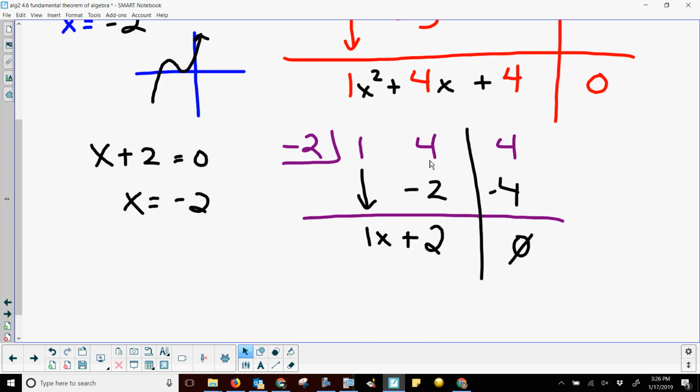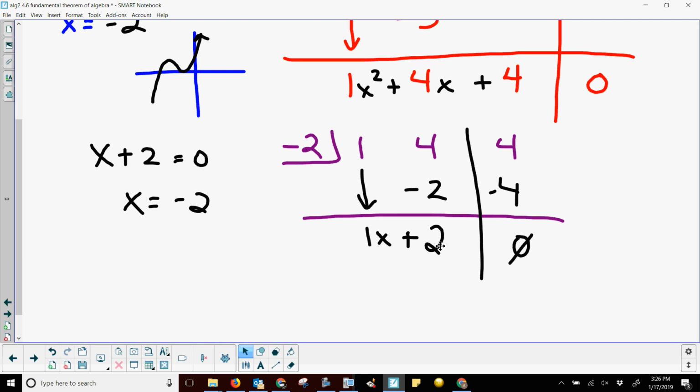Bring down the 1, multiply, combine. If you need some synthetic division help, there is a previous video that has step-by-step synthetic division. So you may want to go review that if you're having issues. But anyway, when we're done here, I had a 1 and I had a 2, remainder 0, which is good.